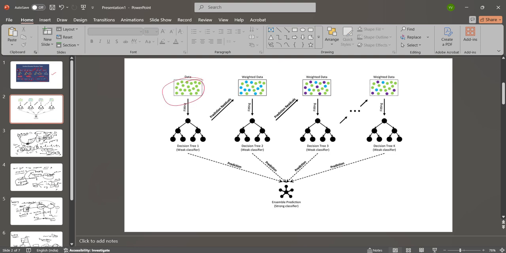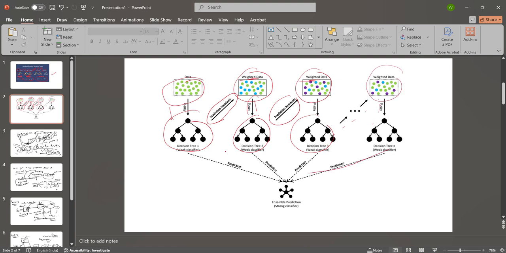Data feeding to decision tree 1. We will get some prediction residuals that are passed to the next one along with the input data. Then we will get again another residuals, another weighted data. That is what weighted data, you can see. And now we will get again. So this process will repeat. And the final prediction. And now with the help of this, we will get the most appropriate result, accuracy.